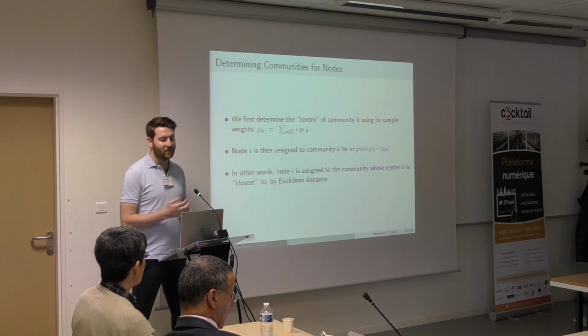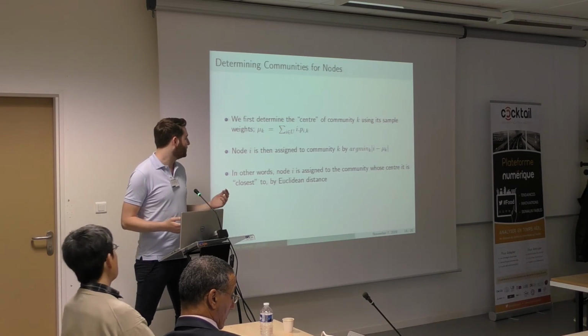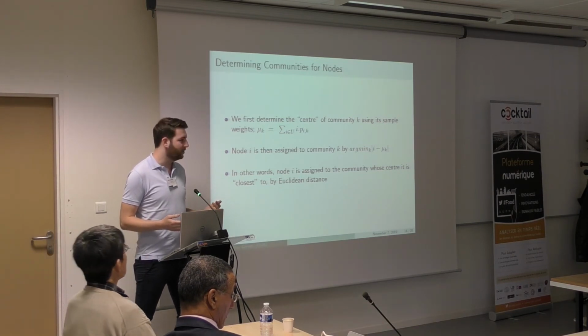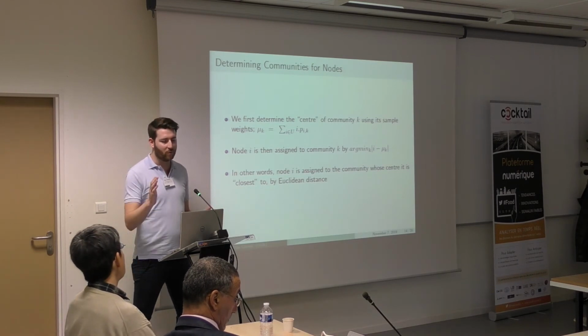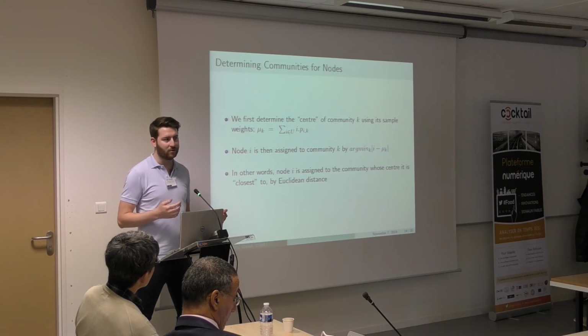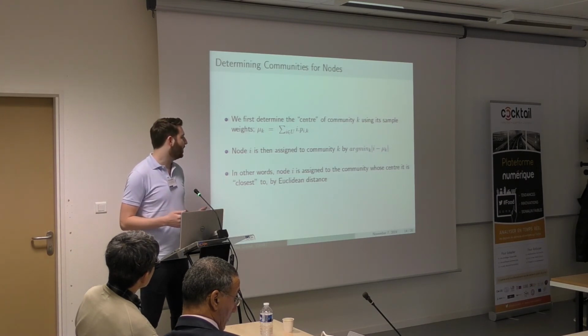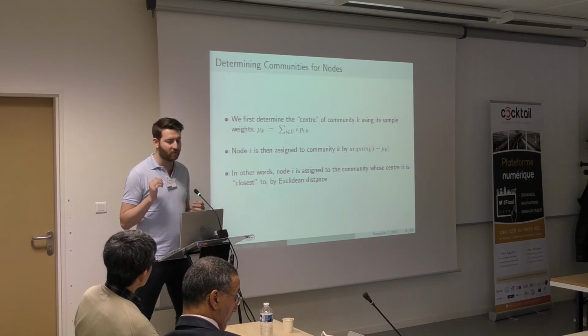So our idea is that we should find, first of all, the center of each of our communities. And this really is just the weighted sample mean of all of our nodes. So you find a center for each of your communities, sort of the midpoint of that distribution. And then we'd assign the ith node to community K just by minimizing the Euclidean distance. So you look at all of the different communities that you've got, and the center that you are closest to determines that you're a member of that community.